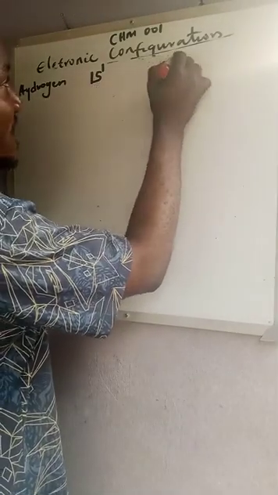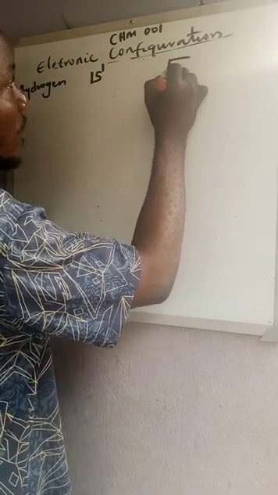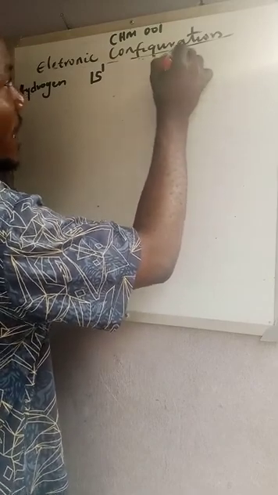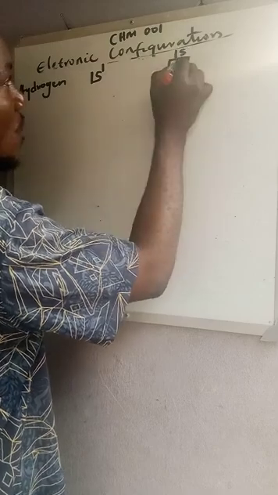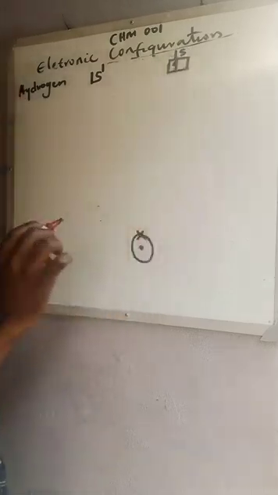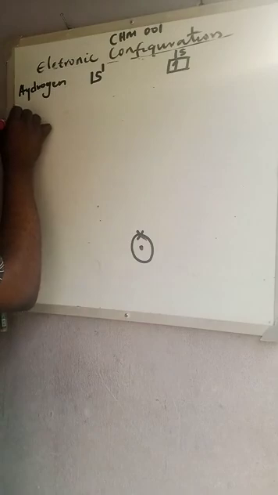Now, this one is the linear configuration. The block configuration is like this. You write 1s, and how many electrons? One. You write it this way. Block configuration, right? Next one is helium.